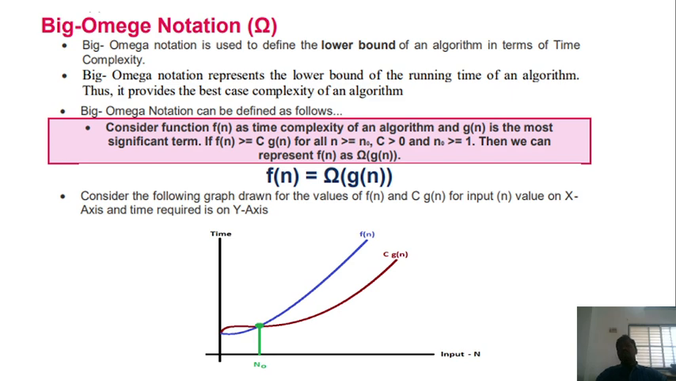How are we going to define this one? Same as the previous big O notation, consider f of n as the time complexity of an algorithm, and g of n as the most significant term.